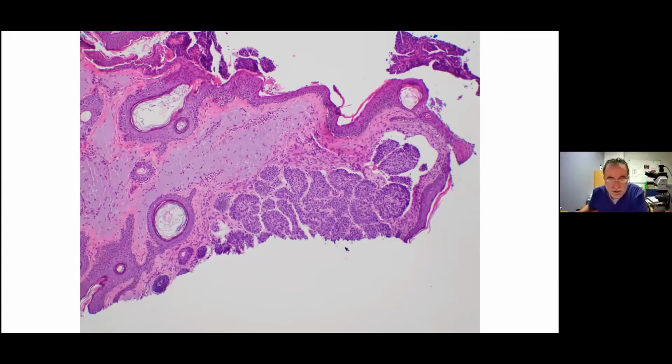Yes, let me share my screen so I can use my arrow if it's okay. Yeah, yeah, absolutely. Okay, thank you.